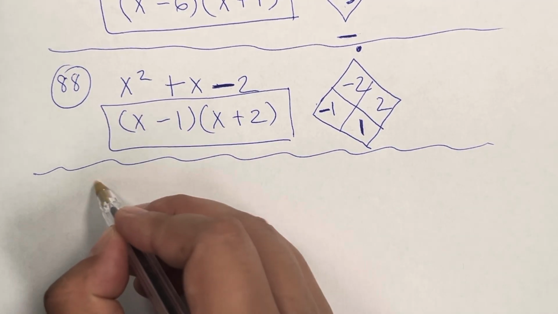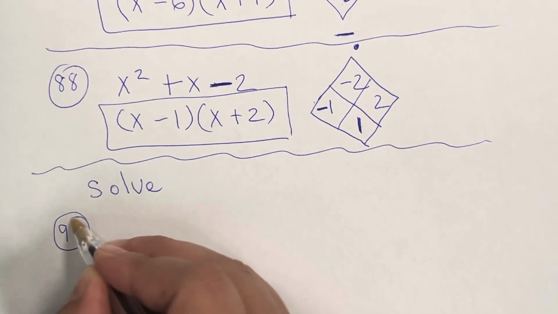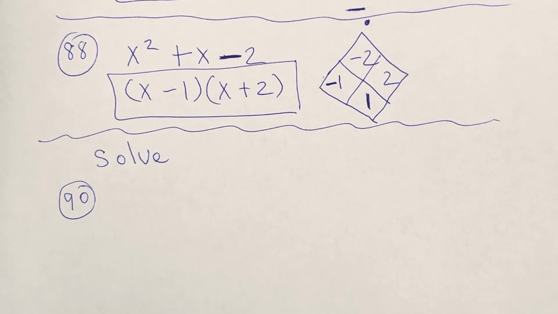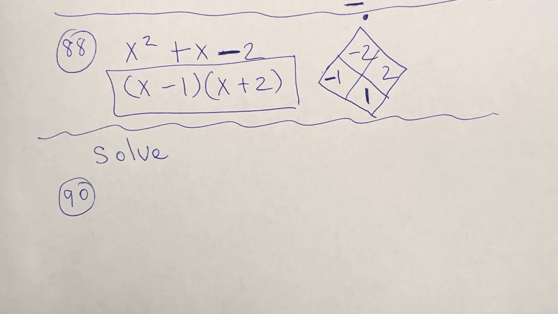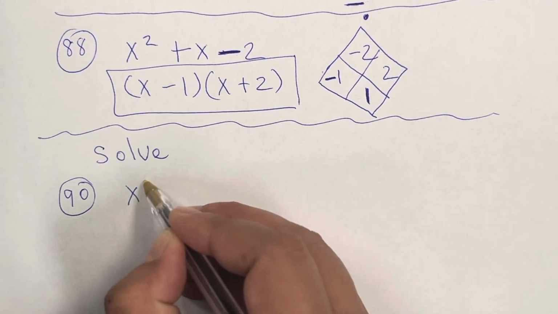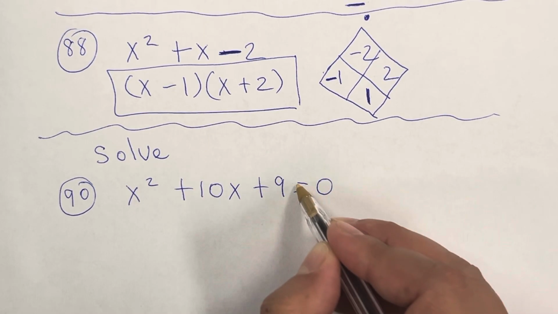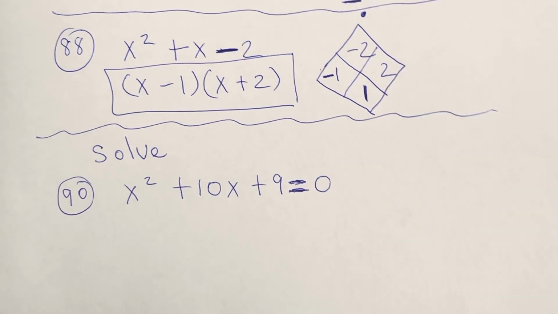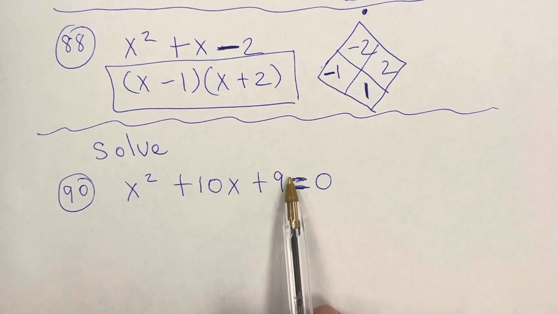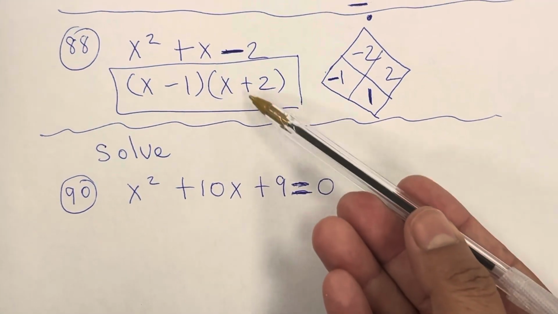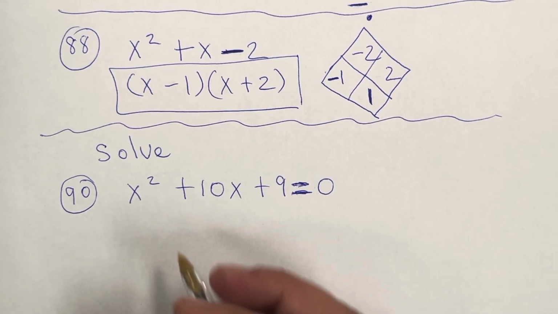For the next section, it says solve. And so I'm going to do number 90. Remember that if I don't do the sum of them, you can continue to practice. You have the answers as well. Okay, 90 says x squared plus 10x plus 9 equals 0. See how this has an equation, meaning that it has an equal sign? That's when you're going to solve for x, meaning not only do the factors, but then find what the value of x would be to make it equal to 0.